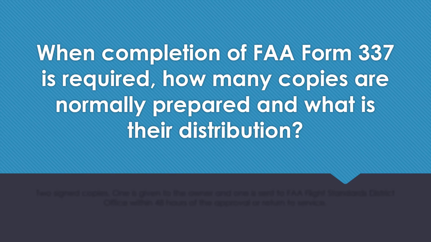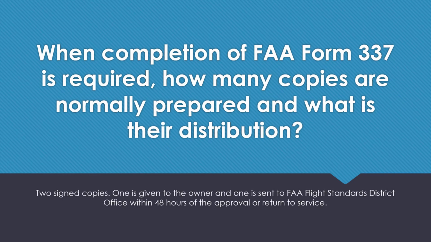When completion of FAA Form 337 is required, how many copies are normally prepared, and what is their distribution? Two signed copies. One is given to the owner, and one is sent to the FAA Flight Standards District Office, or FSDO, within 48 hours of the approval or return to service.